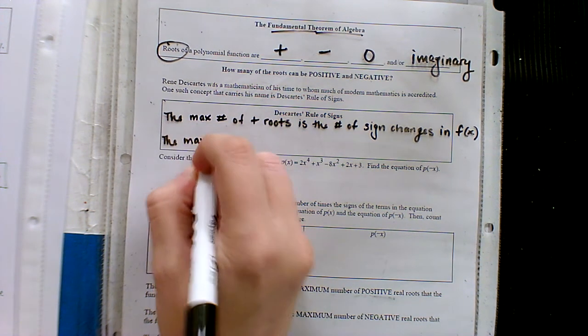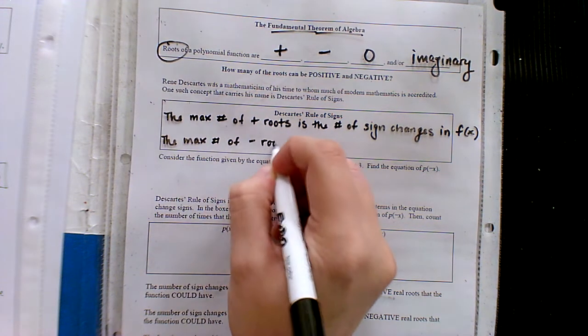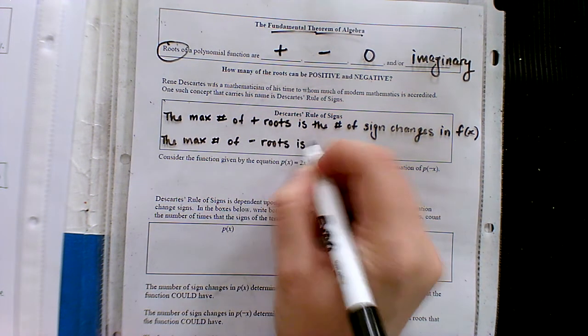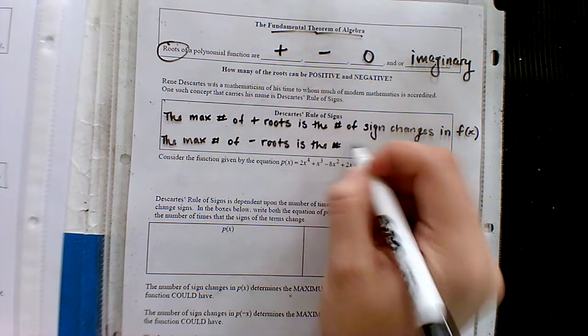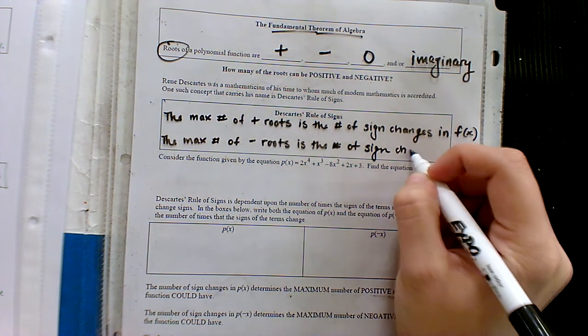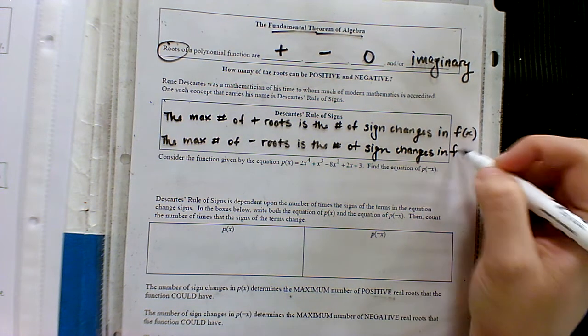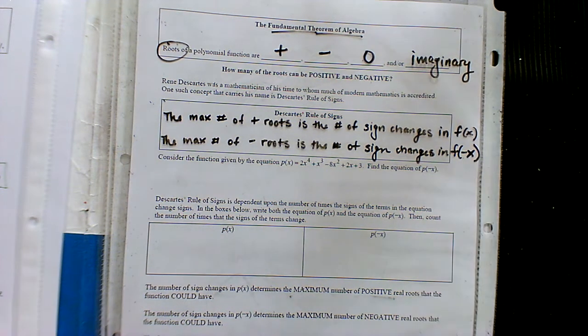Very similarly, the max number of negative x-intercepts is the number of sign changes in f of negative x. Okay, a different function.